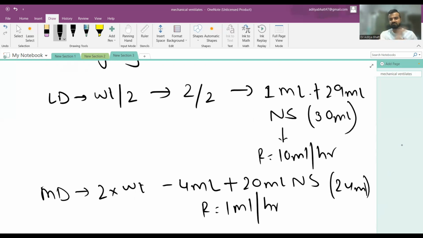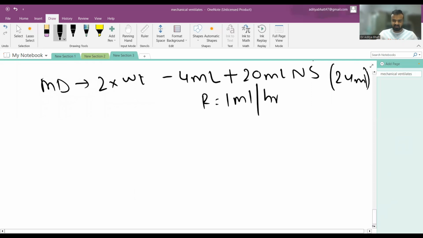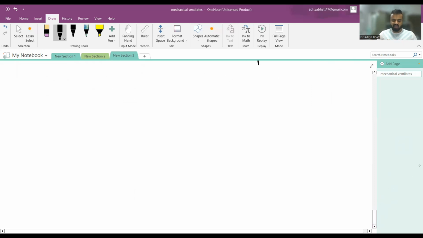If you did not understand this, please go according to the mg per kg dosing. But this is very, very important. If this does not work, then you have to give ECMO to the patient. So this is very important.